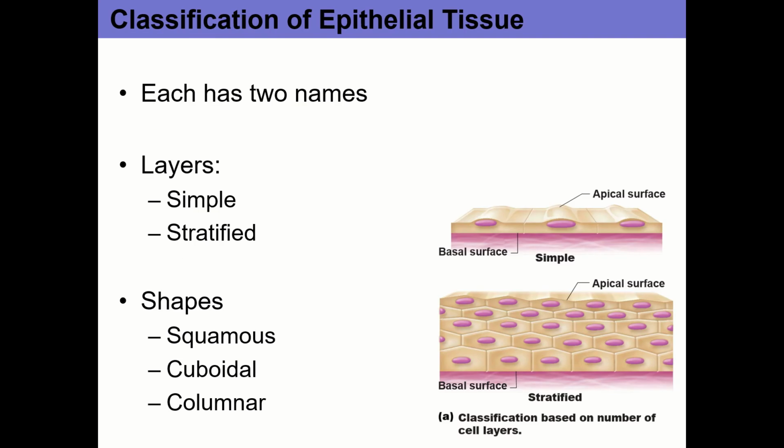All right. So in terms of the classification, when we talk about epithelial tissue, it's always going to have two names. The first name is based on the number of layers in that tissue, so it's one or more, and then the shape of the cells in that tissue. So, for example, epithelial tissue can either be simple, which is what you see here, where there is one layer of cells, or it can be stratified, which means that there are multiple layers of cells.